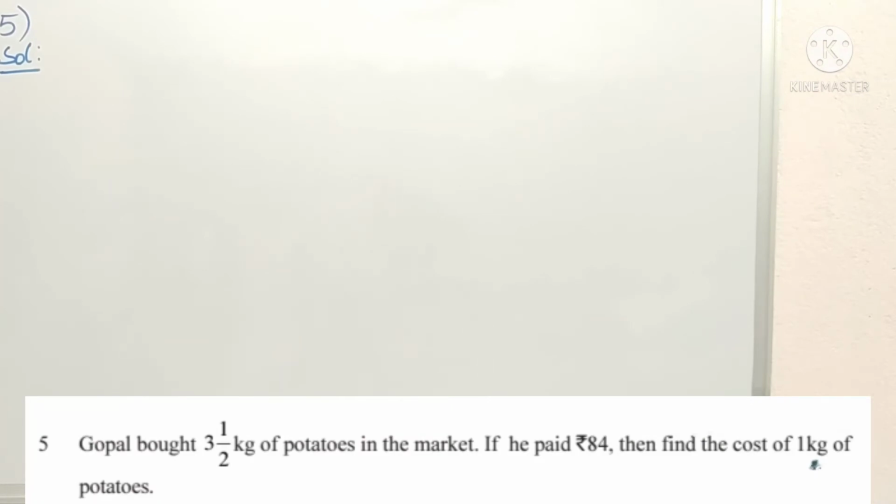Okay, so our fifth problem: Gopal bought 3.5 kg of potatoes in the market. If he paid 84 rupees, then find the cost of 1 kg of potatoes. So till now in our 4 problems, less quantities were given and we found more, right? So here more is given and we have to find out less. Okay, that means more is given, we have to find less. So in that case we have to do division.